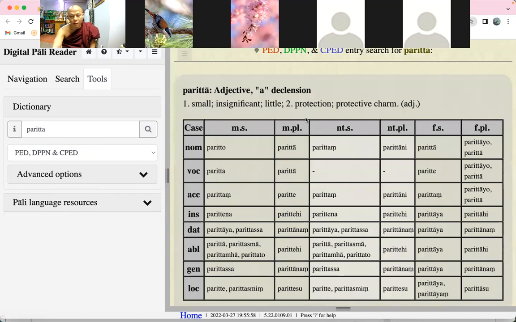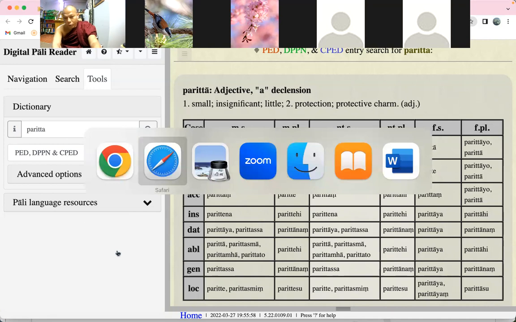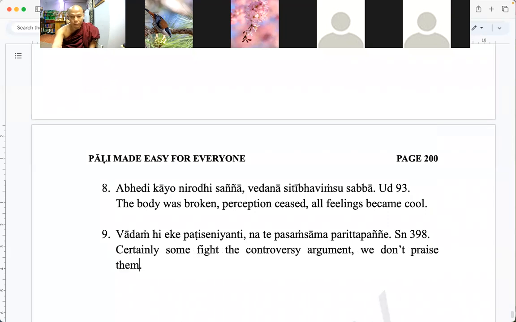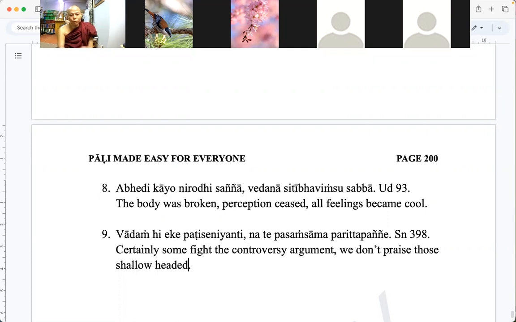So small is insignificant, redundant. So having little knowledge means shallow-headed as a single one. So those shallow-headed. In this way.